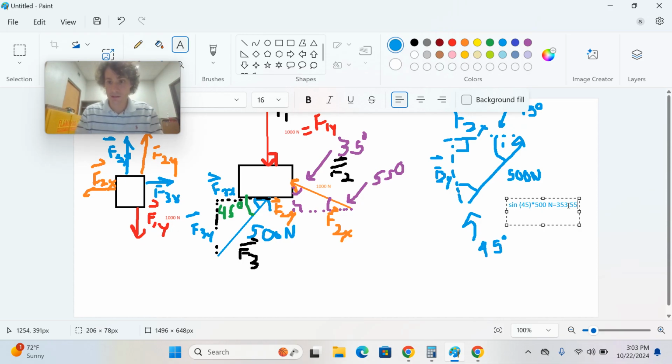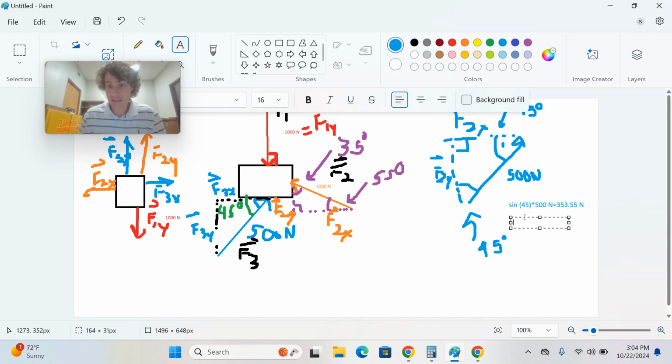353.55 newtons. And hopefully you're saying, I know it's positive. What do you mean I know it's positive? Well, it is positive. Should I keep it positive or make it negative? Well, F3y is pushing up, so that should keep this positive. Okay, so that's good. That is F3y.